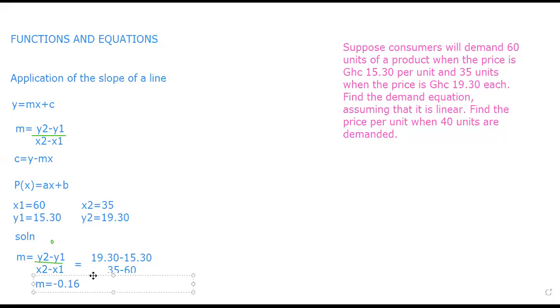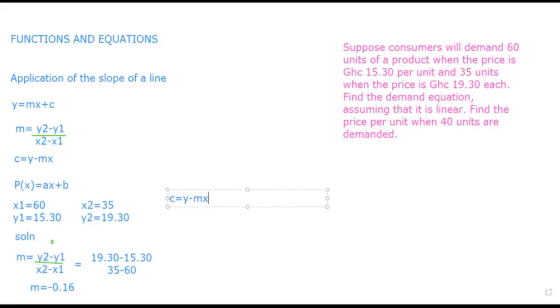Now, having found our M, we can now find our what? C. In this case, B. So we have found A. So we'll find C. The formula for C is equal to Y minus MX. You choose any of the Y's and any of the X's. But if you are choosing X1, use Y1, and if you are choosing X2, use Y2. You don't choose X1 and Y2. You don't do that combination.